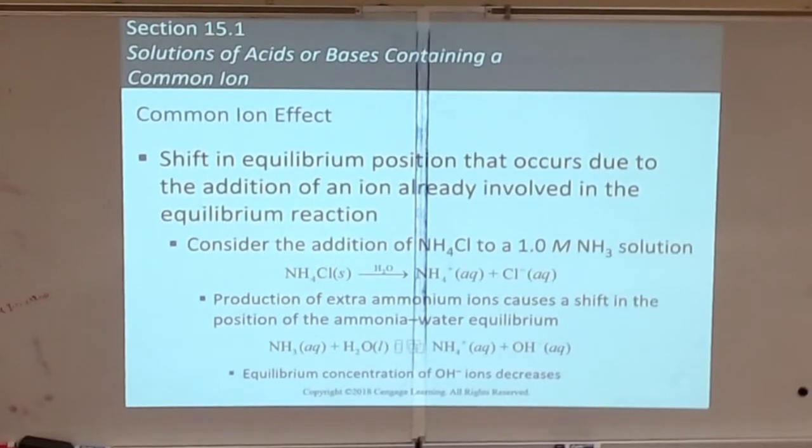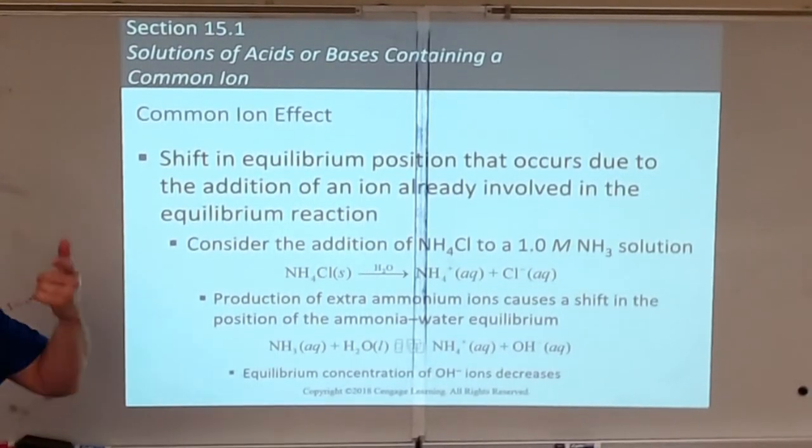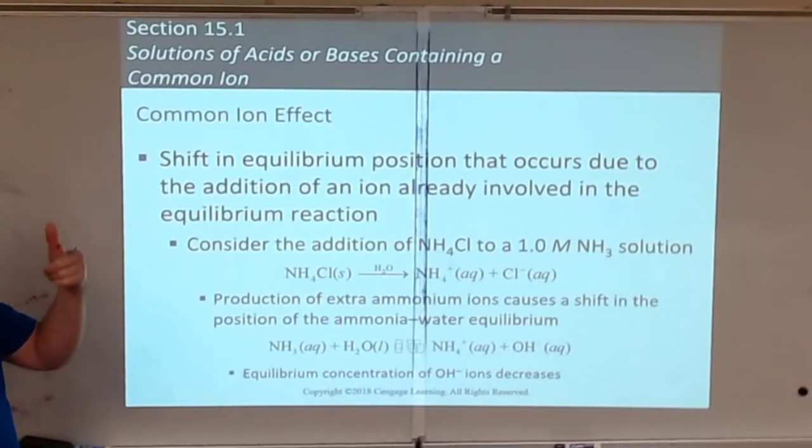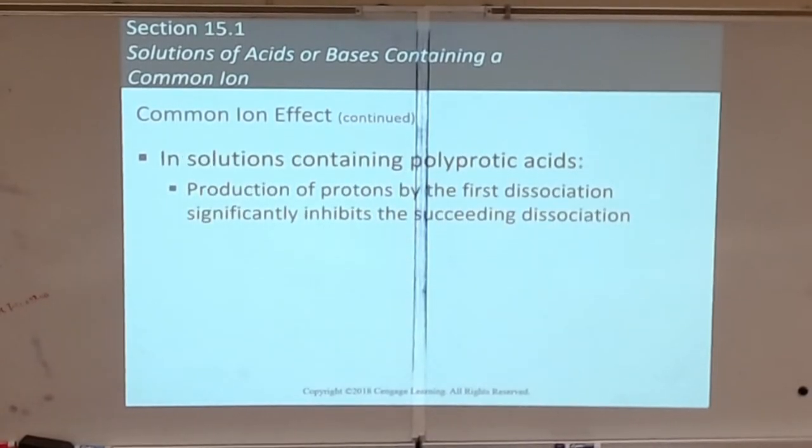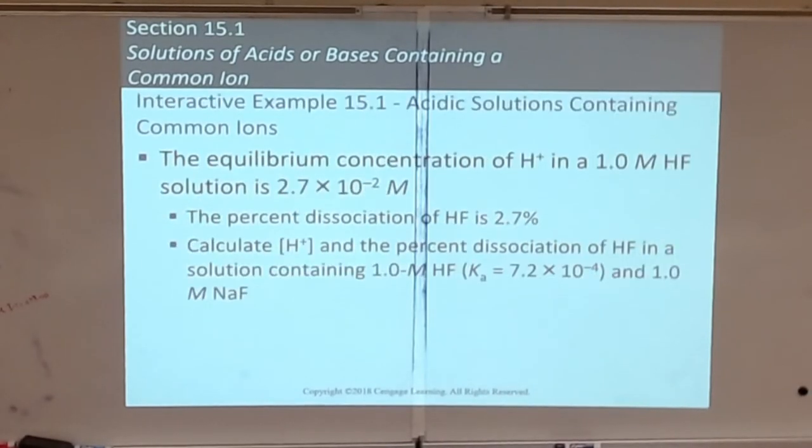Y'all follow me? This is the thought process. I really want you thinking. Yes, we can all calculate, but you've got to chew on this a little bit. In solutions containing polyprotic acids, just worry about the first dissociation. The equilibrium concentration of hydrogen ion in a 1 molar hydrofluoric acid solution is 2.7 times 10 to the minus 2. All right, percent dissociation is 2.7%.